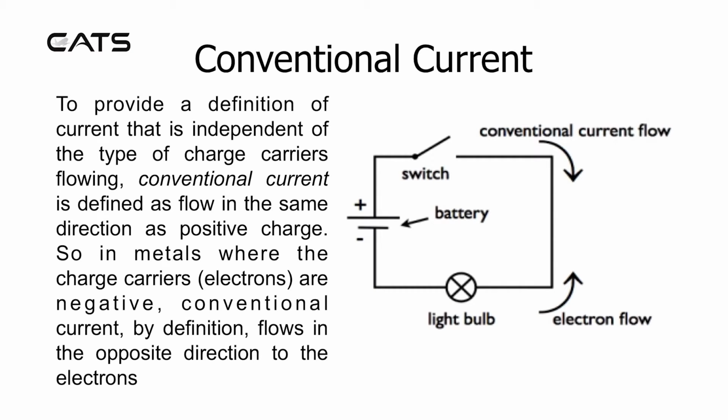Conventional current. To provide a definition of current that is independent of the type of charge carriers flowing, conventional current is defined as a flow in the same direction as a positive charge. So in metals where the charge carriers, electrons, are negative, conventional current by definition flows in the opposite direction to the electrons. In the diagram, the free electrons are attracted to the positive electrode, whereas conventional current flow is in the opposite direction.